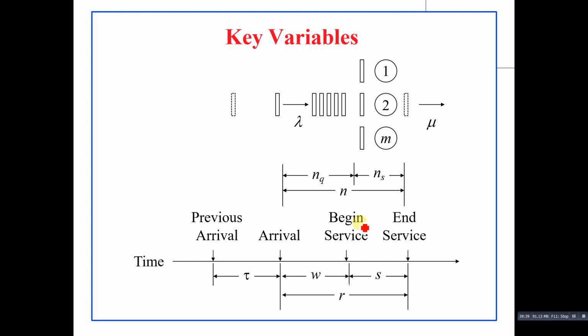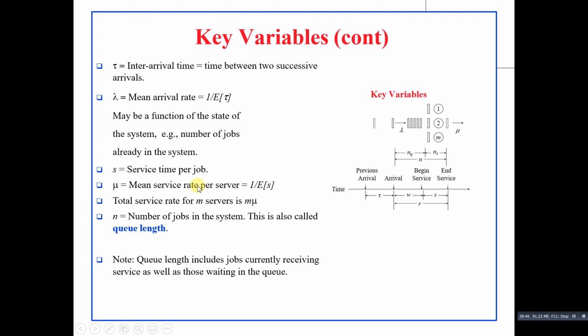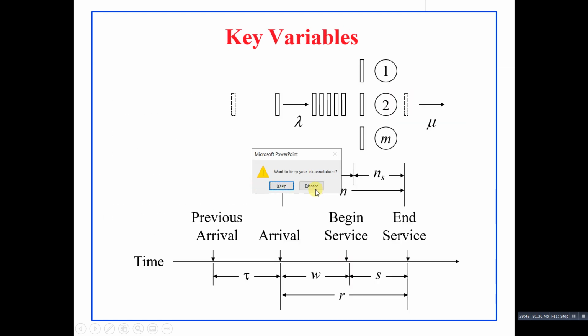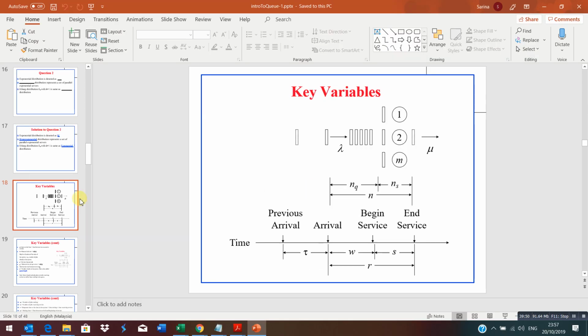Okay, I think we will stop at slide number 18, and then we will continue. So this covers the variables of a queuing system. So see you, I think, in 2 weeks, I guess.